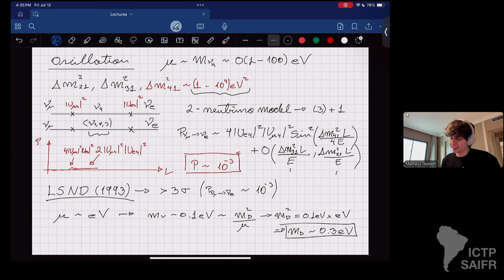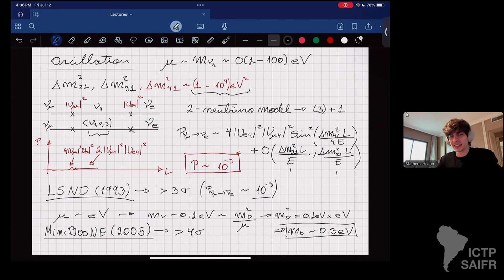So theoretically, it's kind of puzzling, but experimentally, the problem got more and more exciting over the years. So MiniBooNE was another experiment that observed something that was, I will say, kind of compatible. It's not quite 2005, but around that time. And this nowadays is well over 4 sigma evidence for something that is, again, mostly consistent with this appearance of 10 to the minus 3.